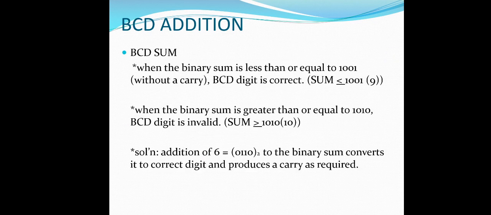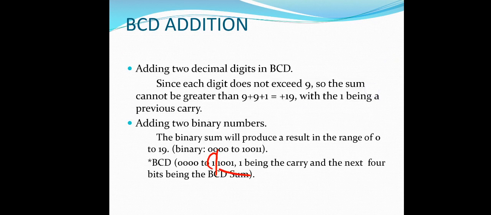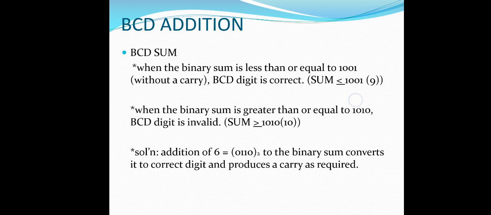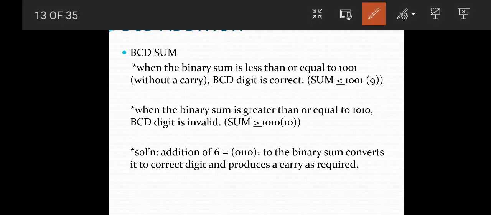So, let's have a rule for you to understand more about the BCD sum. When the binary sum is less than or equal to 9, this will serve as your BCD digit.